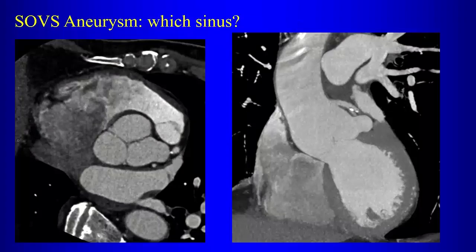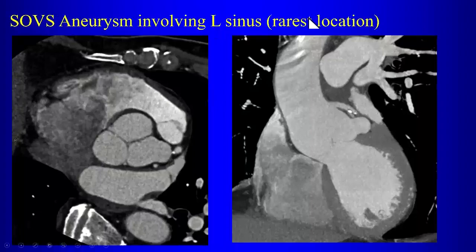Over at St. Barnabas, which sinus is involved here? Yeah, so this is an aneurysm of the left sinus of Valsalva. So these are actually extremely rare. Notice the relationship of this, though, to the left atrium, especially the left atrial appendage. Look how close that is to the left atrial appendage. Okay?